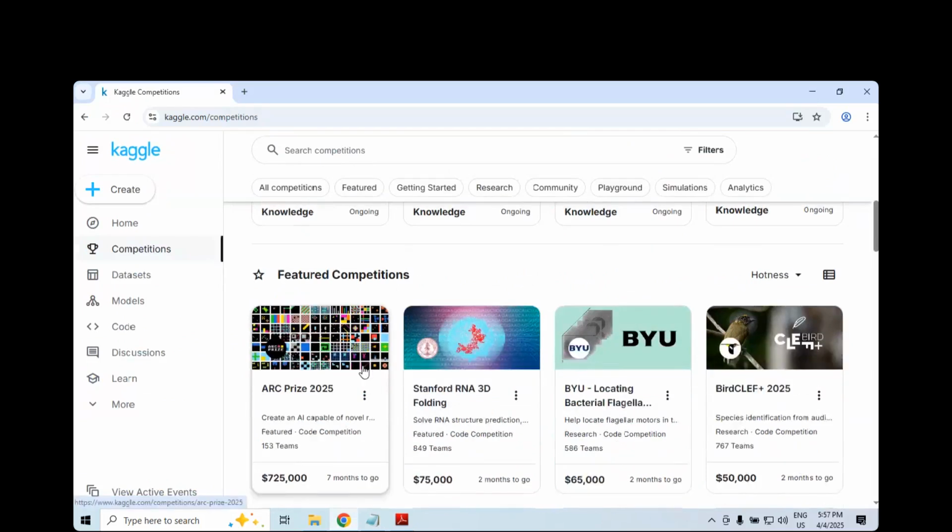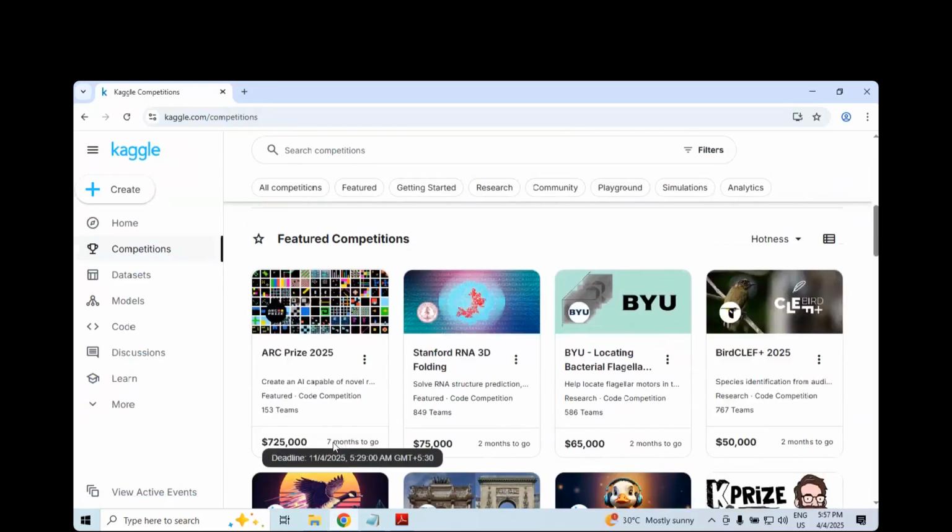Featured competitions. And oh my God, this is from 7 months ago. That is okay. The timeline also you can see. Deadline. When is the deadline, sir?